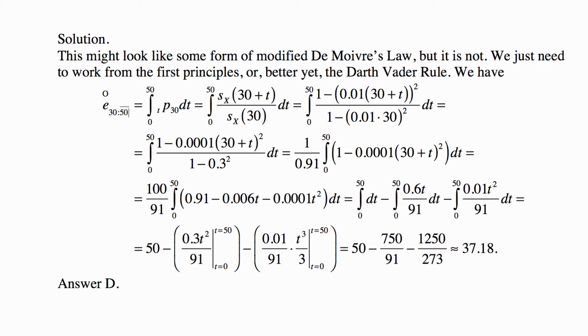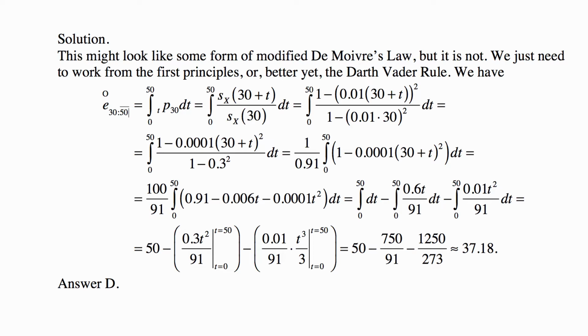The first principle, the most important one about expected values, is the Darth Vader rule. And in this case, it's just the integral from 0 to 50 of tp30 dt. So the probability of survival for a 30-year-old for every time in between now and 50 years into the future. And of course, tp30 is the same as the survival function of x, the future lifetime of a newborn, at age 30 plus t, divided by s_x(30). And we are given the form of that survival function. So we just plug that in.